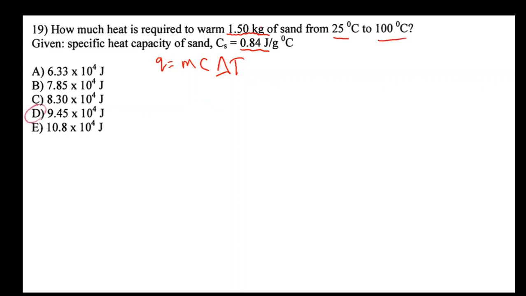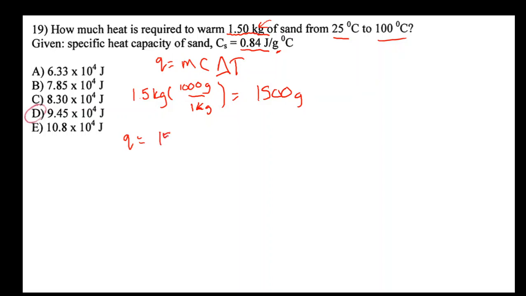So the only thing we're going to have to worry about here is we want these units to cancel, so the mass of sand is in kilograms, but the heat capacity's units of mass are grams. So we're going to want to convert the kilograms of sand to grams. So 1.5 kilograms. Then remember there's 1,000 grams per 1 kilogram. So then that would be 1,500 grams. My mental math is not completely shot yet.